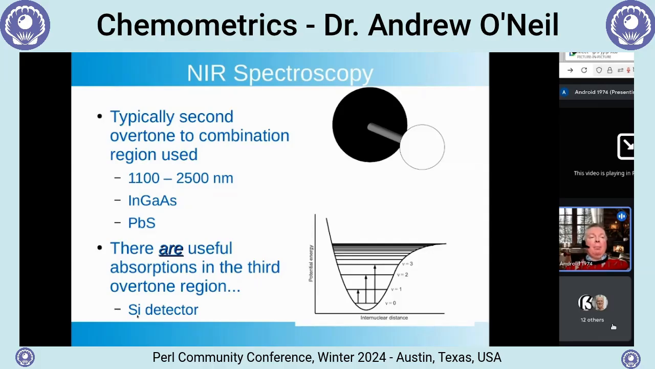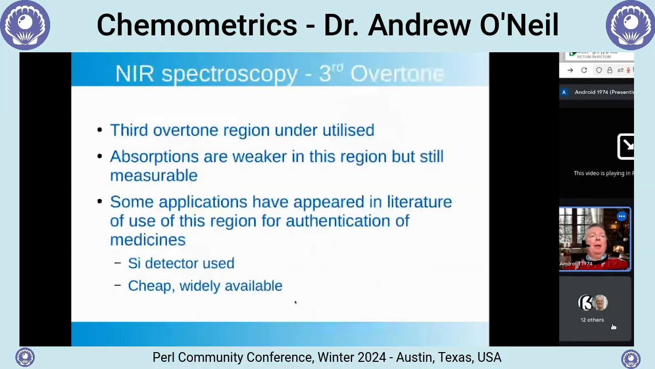In that region, silicon detectors, which we have in ordinary cameras, are sensitive to light in the third overtone region. So this opens up the possibility of using a low-cost camera to potentially do some sort of chemical imaging, multispectral or hyperspectral imaging. And there have been some useful applications in the literature using silicon detectors. One of the advantages, of course, is, as I've just said, that these are cheap and widely available.